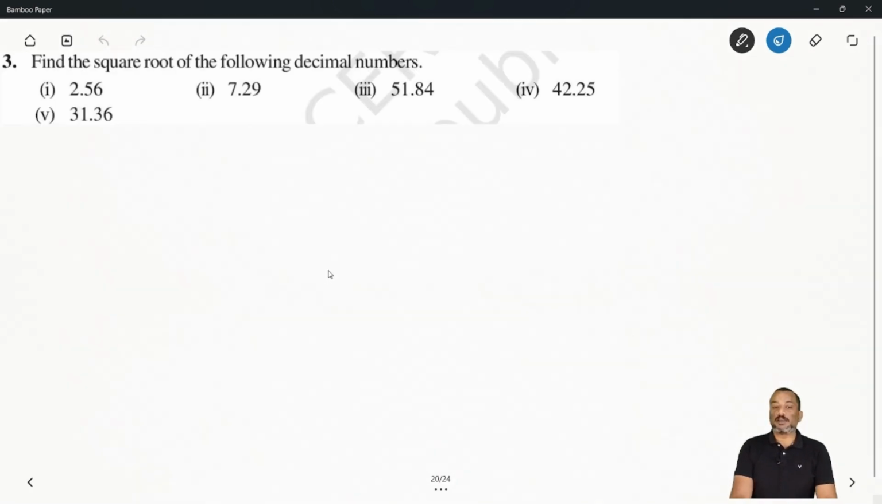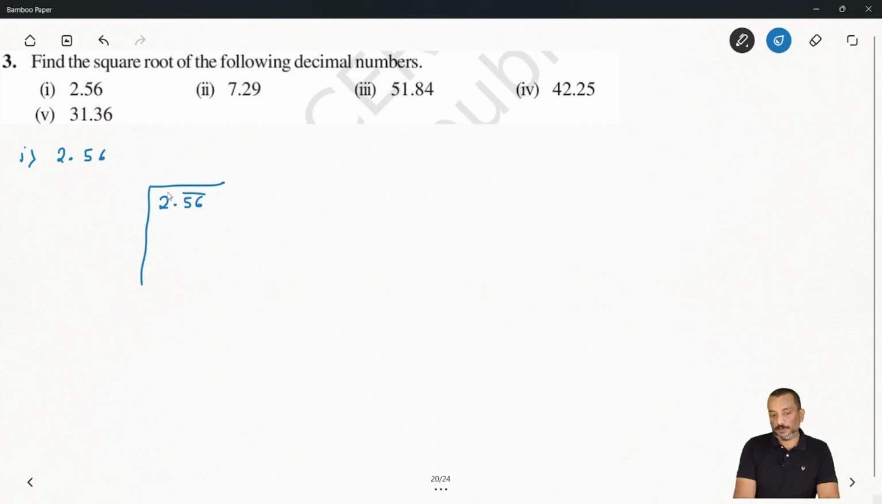Now coming to the next question. It is saying find the square roots of the following decimal numbers. The best way to find the square root of a decimal is the long division method. The first one we will take is 2.56. Here you have to make pairs again from right to left.